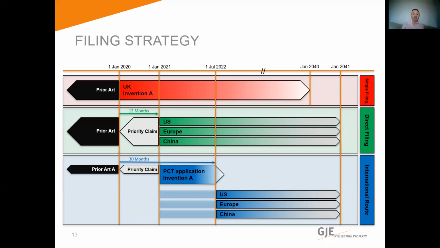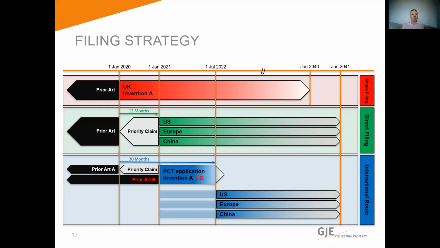Now, a lot can happen in a year. So by the time you want to file a PCT application, your company may have developed the invention. As we are effectively filing a new application, although it is claiming priority from the UK patent application, we can add new information to it. So let's say we add invention B, which is a slight improvement on invention A. Now, invention B was not in the original UK application, and so is not entitled to that priority date.